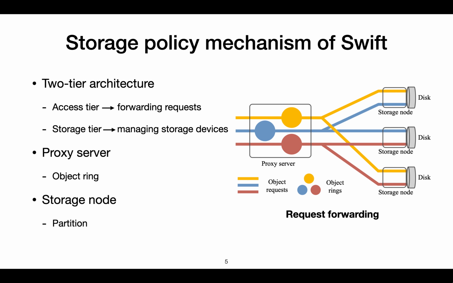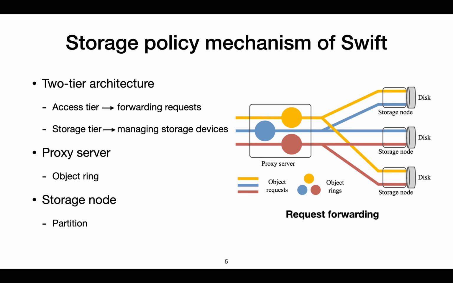Let's start with a basic understanding of OpenStack Swift. The Swift system is a two-tier architecture. The front-end access layer is mainly responsible for the authentication and request forwarding, while the backend storage layer is mainly responsible for managing storage devices and data. The key role in the proxy server of the access tier is the object ring, which is used to determine where data of an object should reside in the cluster.